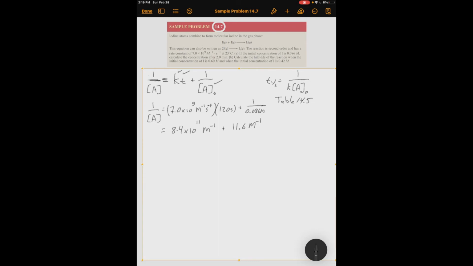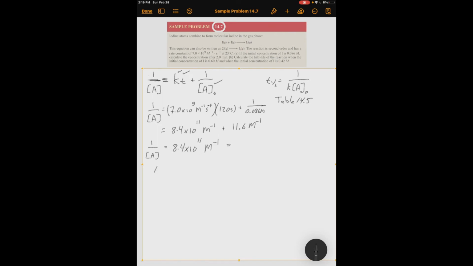So I'm just going to write, 1 over concentration. You can try it in your calculator. You can add those two and see what you get. But you're going to get 8.4 times 10 to the 11, because that second term is just so small compared to the first one. Now that's 1 over A. So how do we find A? We just take the reciprocal, 1 divided by that. So 1 over 8.4 times 10 to the 11. And now you get this really, really small number.